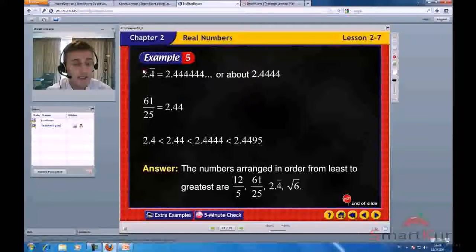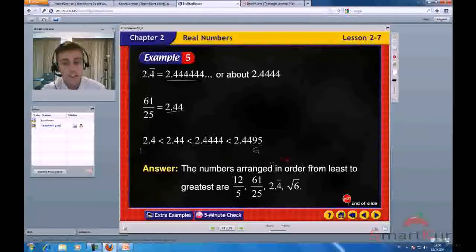2.4 with the line over it means it's a repeating number, 2.444. 61/25 is 2.44. 2.4 is the greatest number. 2.40 is greater than 2.44, which is greater than 2.4. 2.4 is the smallest of these. 2.4 is less than 2.44, which is less than 2.444, which is less than 2.4495. This is the least, and this is the greatest.